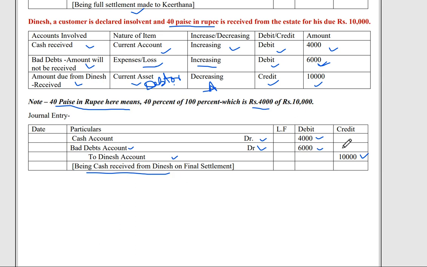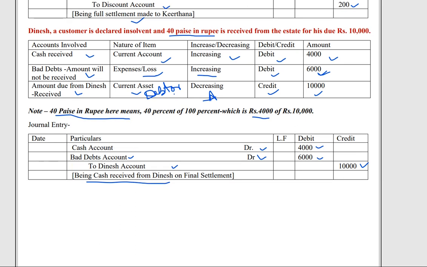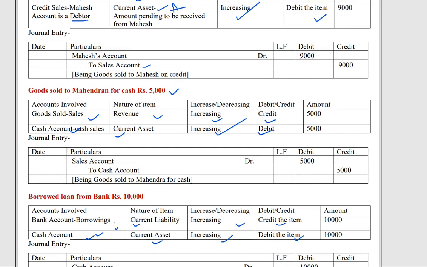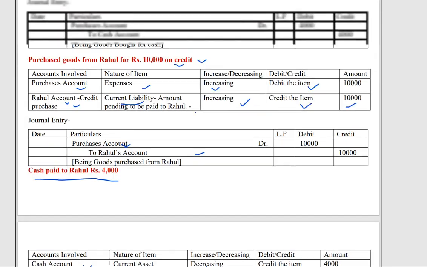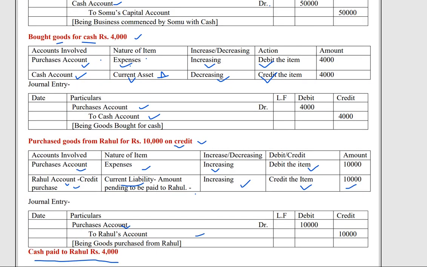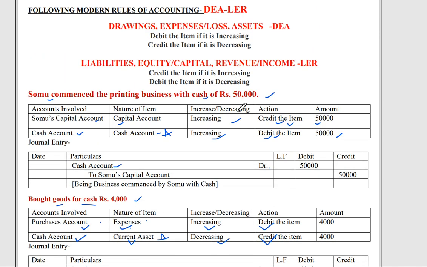So here I have explained a few of the journal entries which are very basic to understand the other entries and ledgers. I hope that you have understood the concept and use it when recording any similar kind of entries. Thank you very much.